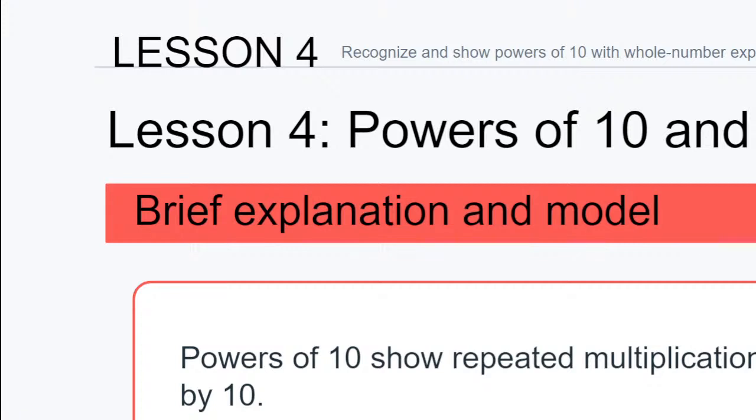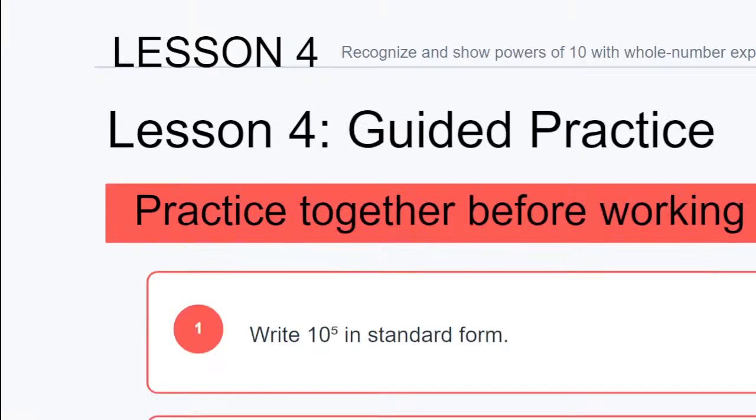10 to the 0 is 1. 10 to the 1 is 10. 10 squared is 100. 10 cubed is 1000. 10 to the 4th power is 10,000. Each increase in exponent multiplies by 10. Also, remember, multiplying by 10 shifts digits 1 place.